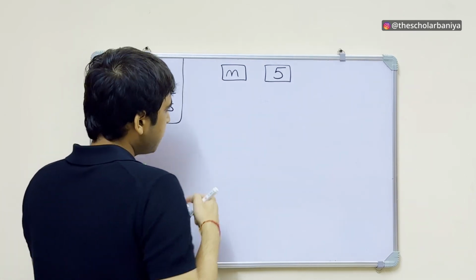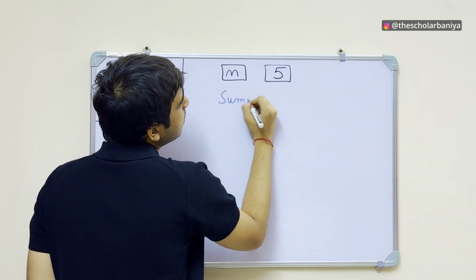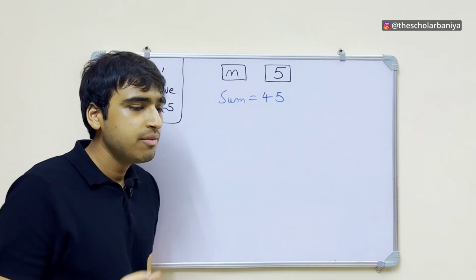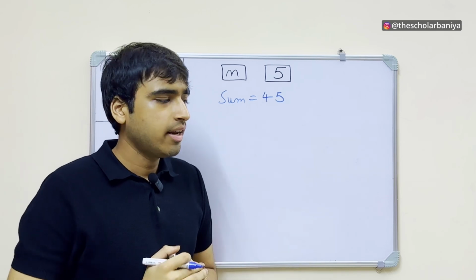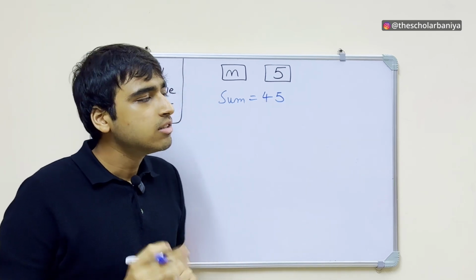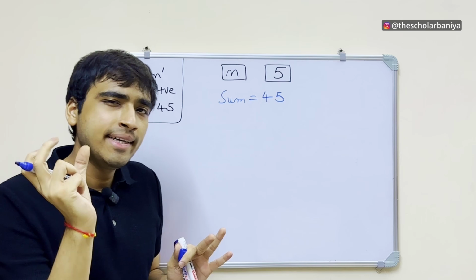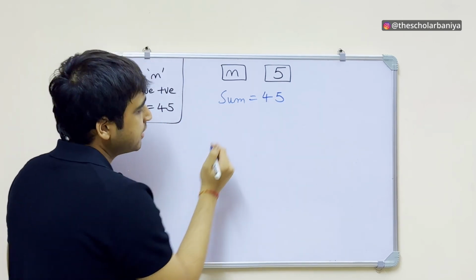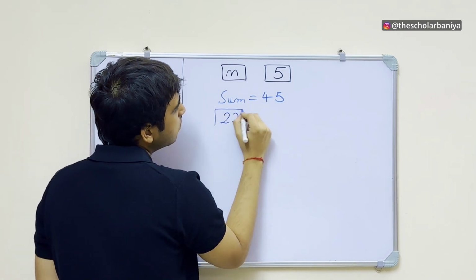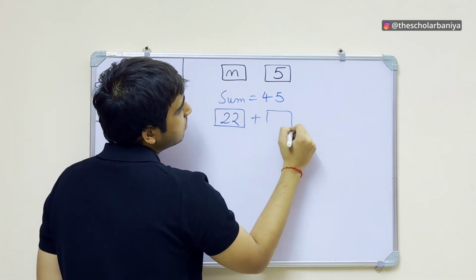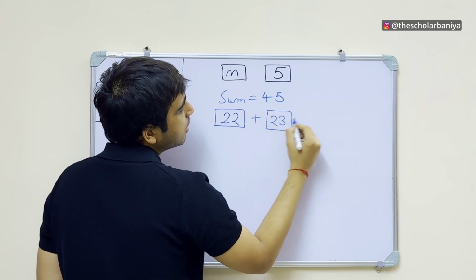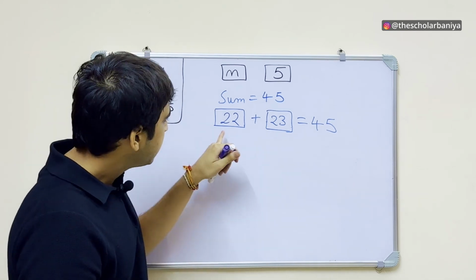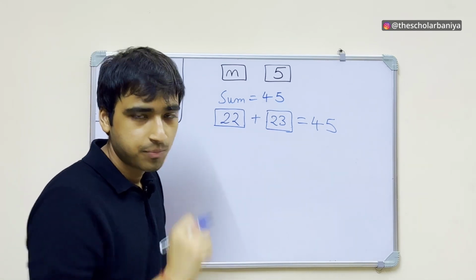So we know that the sum is equal to how much? The sum is 45, right? Now tell me one thing, you just think very logically for 2 seconds in your mind. You will be able to realize that, for example, 22 and 23 sum to 45 and they are also consecutive, right? 22 plus 23, the sum is 45.